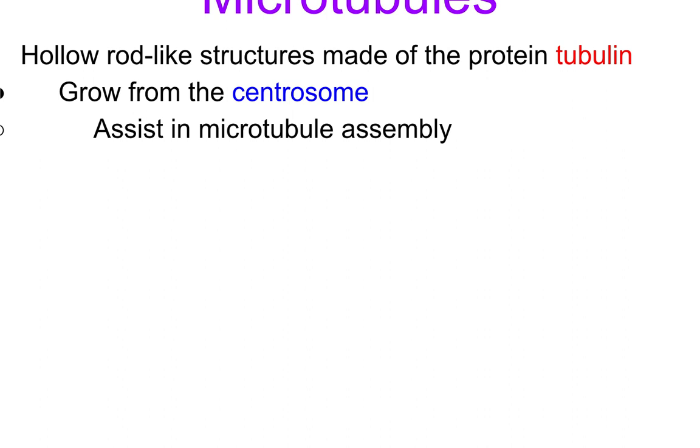So microtubules are hollow rod-like structures. They're made of a protein called tubulin. We get real creative here. And they grow from the centrosome. They're going to assist in that microtubule assembly.